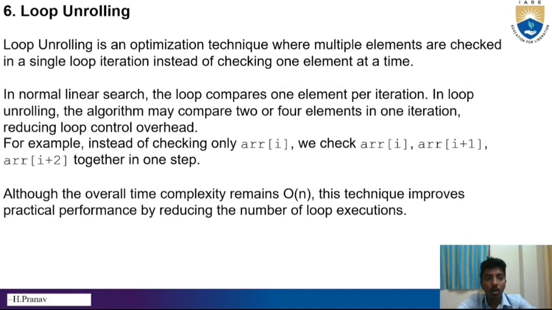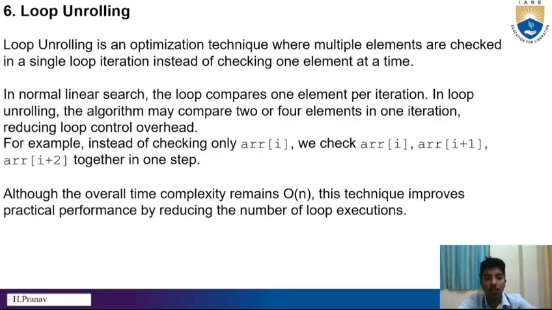And sixth is loop unrolling. Loop unrolling is an optimization technique where multiple elements are checked in a single loop iteration instead of checking one element at a time. In the normal linear search, the loop compares one element per iteration. In loop unrolling, the algorithm may compare two or four elements in one iteration, reducing loop control overhead.